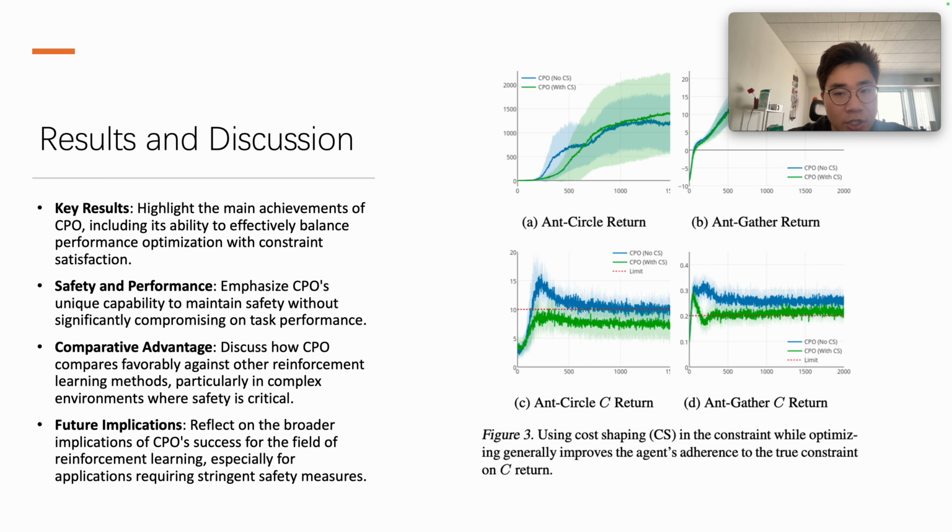And I also attached the figure 3 from the paper on the right-hand side of the slides, which highlights the impact of using cost shaping in the constraints while trying to optimize, and generally improving the agent's adherence to the true constraints on the cost return.